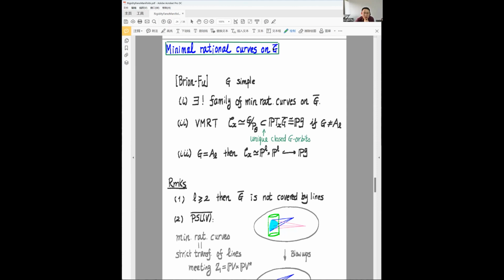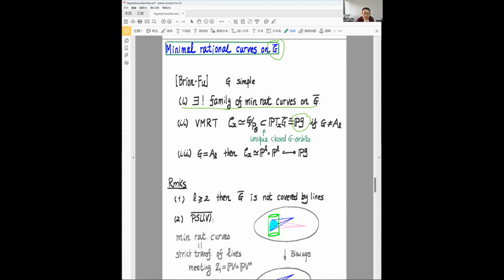In fact, this G bar has a higher Picard number. The Picard number is the same as the rank of G, so it's a high Picard number. So it's quite surprising that we showed there exists a unique family of minimal rational curves on this G bar. This is somehow unexpected. And also the VMRT is quite simple. The VMRT is just given by the unique closed G-orbit in the adjoint representation of this G.